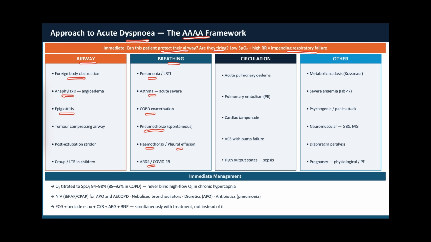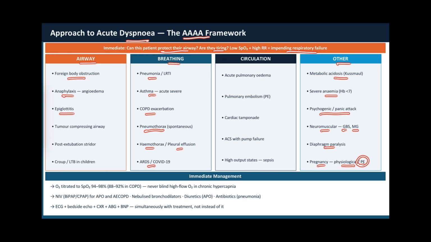In circulation, remember that not all breathlessness originates from the lungs. Acute pulmonary edema, pulmonary embolism, or cardiac tamponade can all present primarily with dyspnea. Finally, consider other causes like metabolic acidosis, like in the case of Kussmaul breathing in DKA, in case of severe anemia, psychogenic or panic attack, in neuromuscular disorders like GBS and myasthenia gravis, diaphragmatic paralysis, and in pregnancy, either it can be physiological or else it can be due to pulmonary embolism.